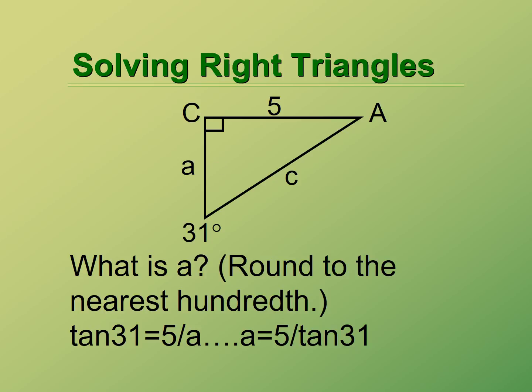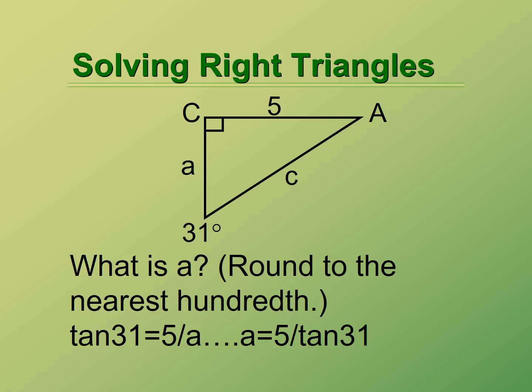Solving for A, I'll multiply both sides by A first. So I have A tan 31 equals 5. Divide both sides by tan 31, and I get A is equal to 5 divided by tan 31.